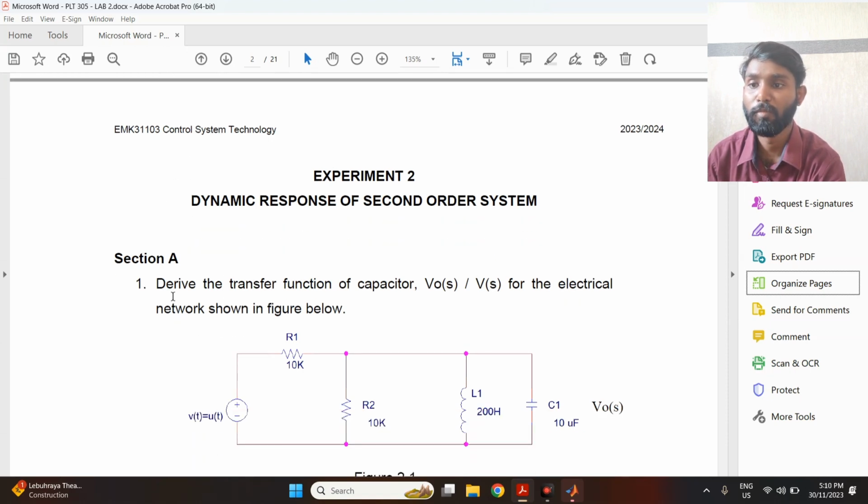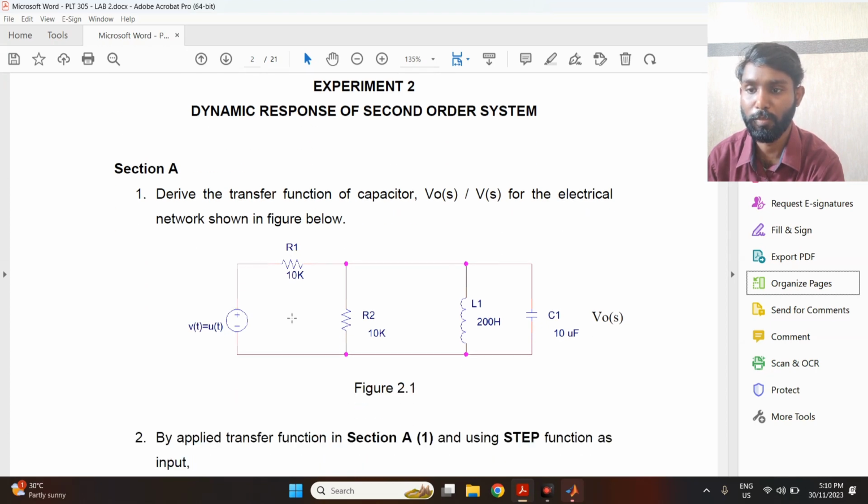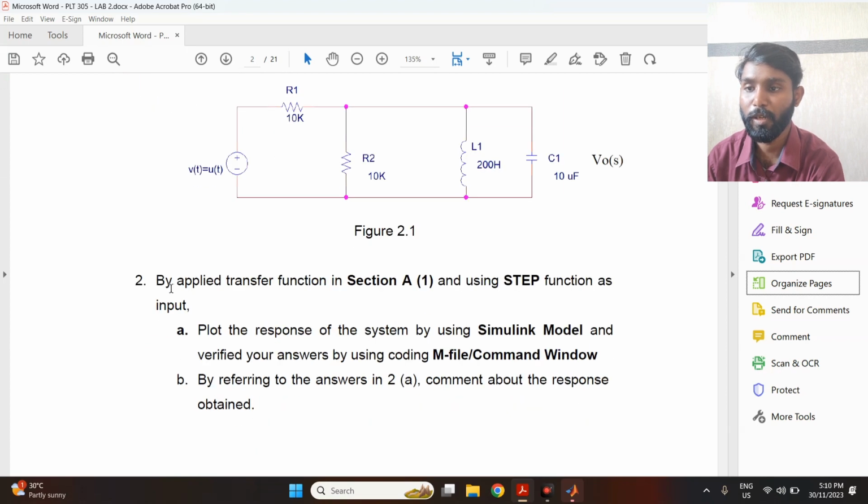For section A, we have to derive the transfer function of the capacitor voltage VOS over VS for the electrical network shown in the figure below. The second part is applying the transfer function from section A, using a step function as input, to plot the response of the system using a Simulink model, and verify the answers by using an M-file or the command window. By referring to the answers in 2A, we have to comment on the response obtained.